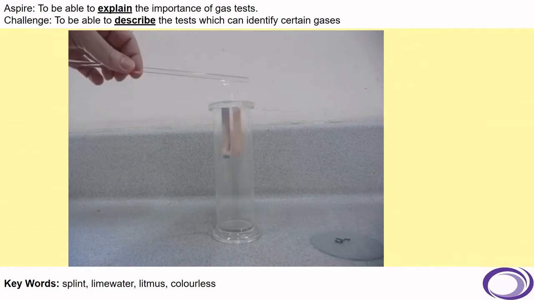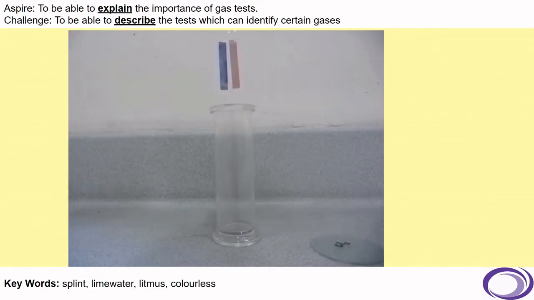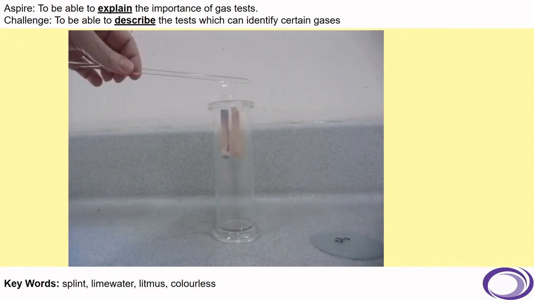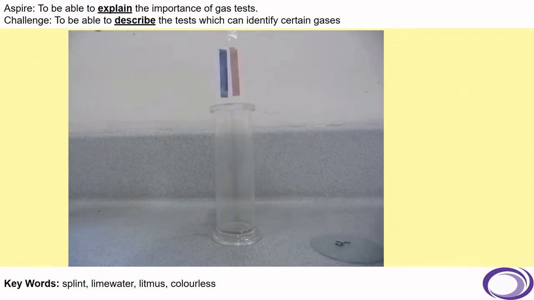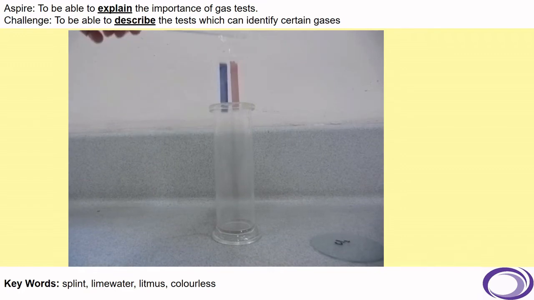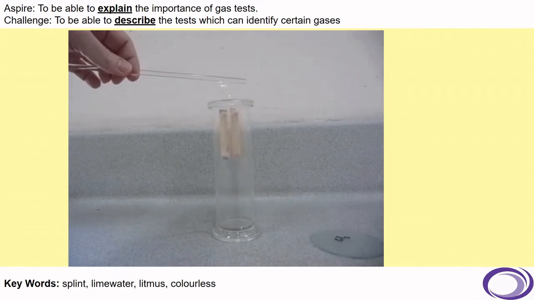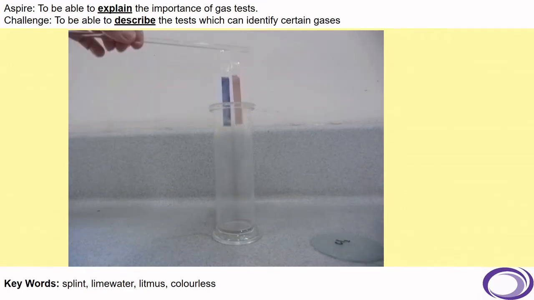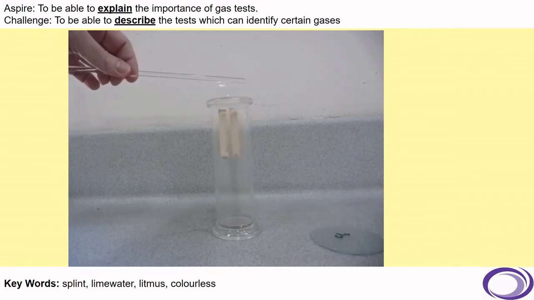As you can see here, both red and blue damp litmus paper were held into the chlorine, and you can see them both losing their colours quite quickly. If you look on the blue one, you can actually see it turn red first and then get bleached.